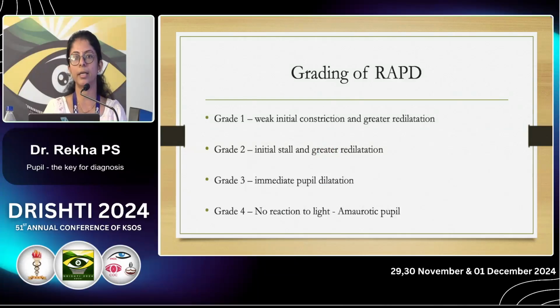Now we can grade the relative afferent pupillary defect into four grades. Grade 1 is a weak initial constriction followed by greater redilatation. Grade 2 is an initial stall of movement and greater redilatation. Grade 3 is immediate pupillary dilatation, and in grade 4 there is no reaction to light. In grades 1, 2, and 3, the pupil size will be normal, so anisocoria is not a prerequisite to say there is RAPD.